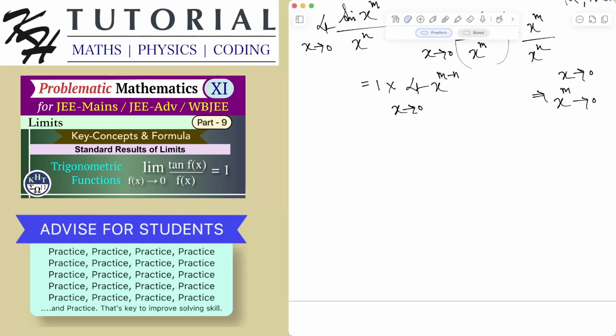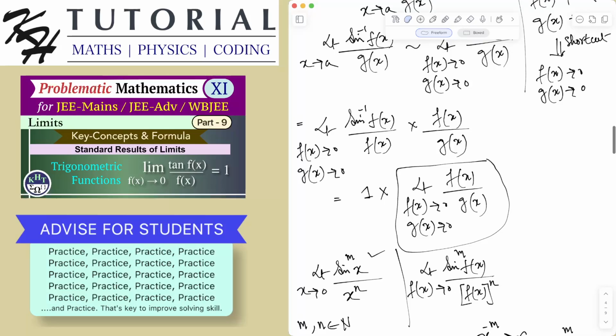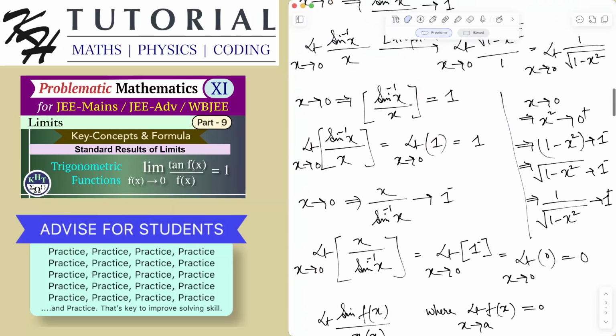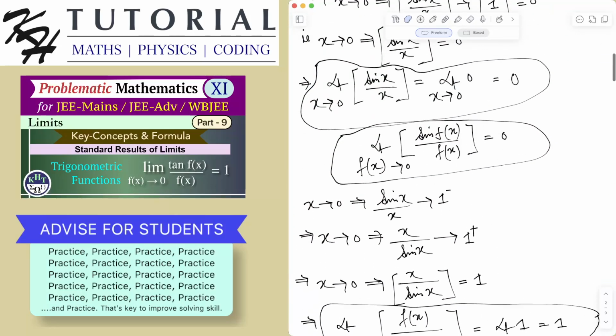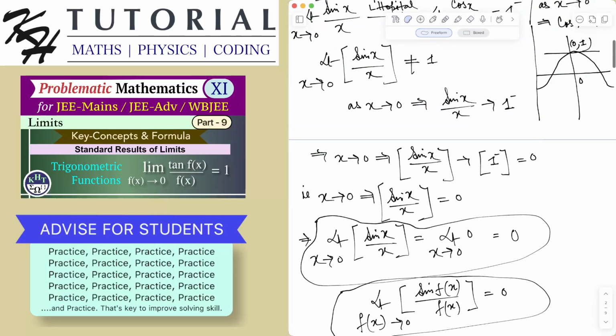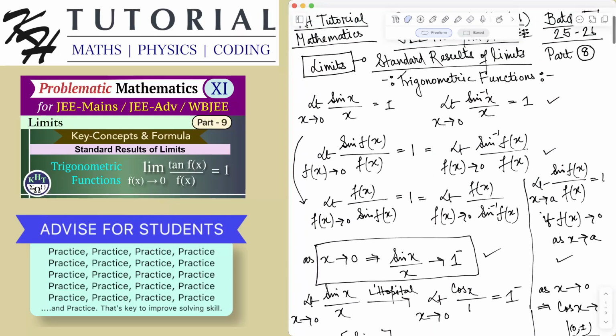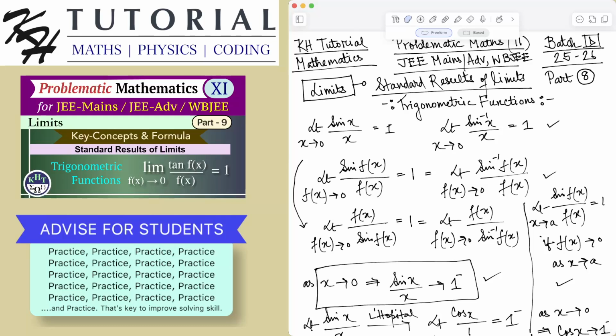Okay. So in the previous video I discussed the standard results of the sine function, sine and sine inverse. That is, limit x tending to 0 of sine x by x is 1, and also limit x tending to 0 of sine inverse x by x is equal to 1. Instead of x, it could be f(x), that is, limit of f(x) tending to 0 of sine f(x) by f(x) is also equal to 1, and limit of f(x) tending to 0 of sine inverse f(x) by f(x) is equal to 1.